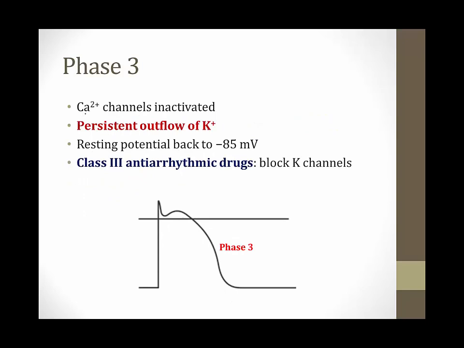Next, we enter phase 3. In this phase, calcium channels become inactivated. There is a persistent outflow of potassium ions, and the myocyte returns to its resting potential of about minus 85 millivolts. And an important clinical correlation of this phase of the action potential has to do with class 3 antiarrhythmic drugs. These drugs block potassium channels and therefore slow impulse propagation.